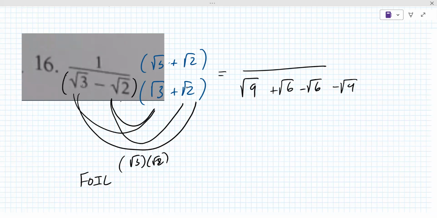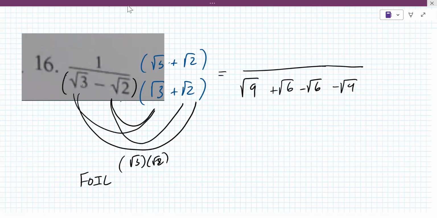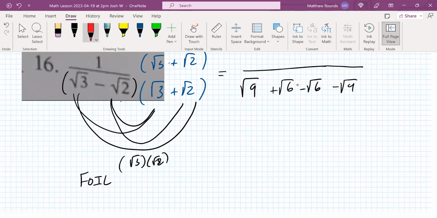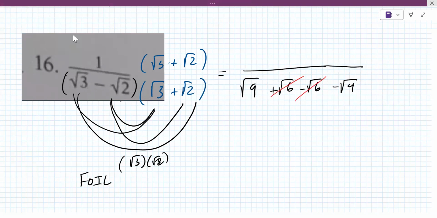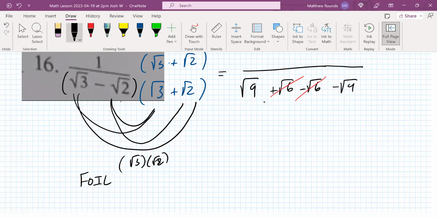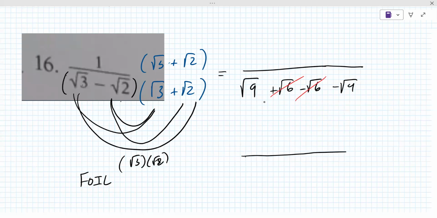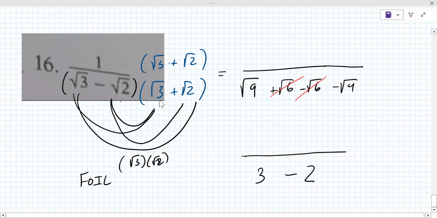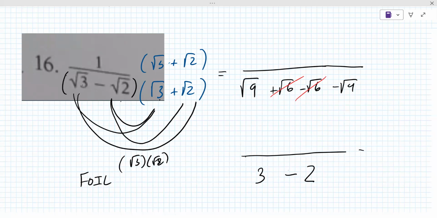Now, do you see any cancellations? Square root of 6 and negative square root of 6. And then what about the square root of 9? What does that become? Just 3. What about the square root of 4? Negative 2. So 3 minus 2 is 1. So the bottom just goes to 1.